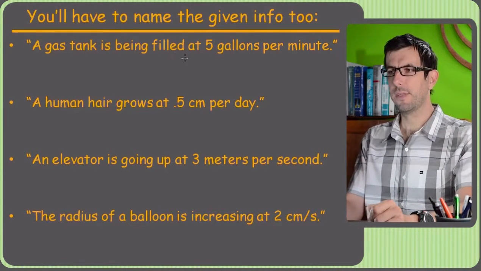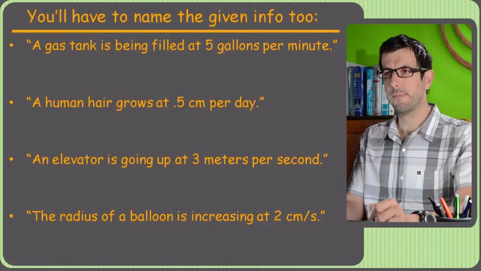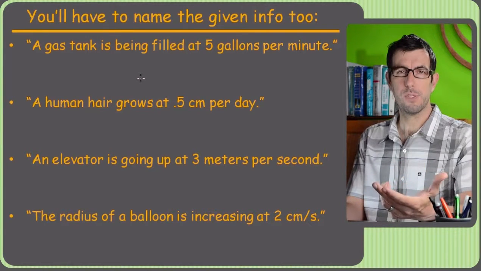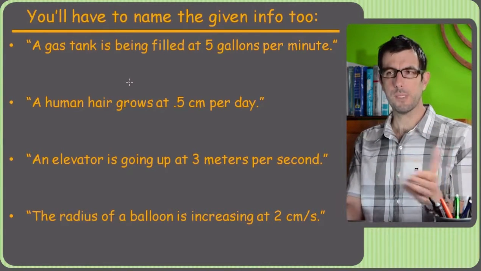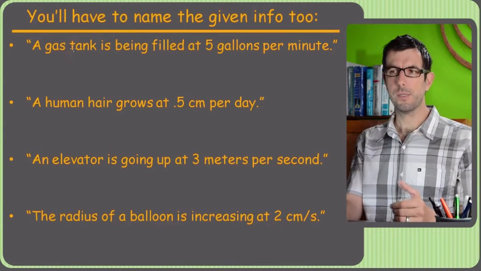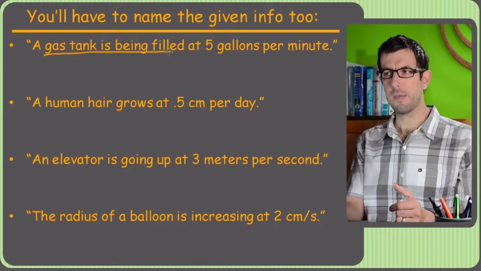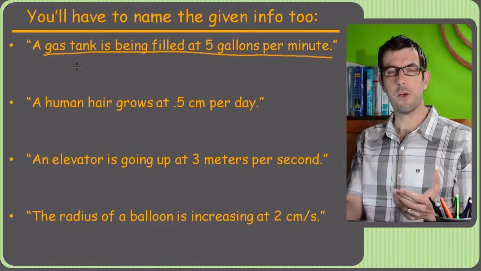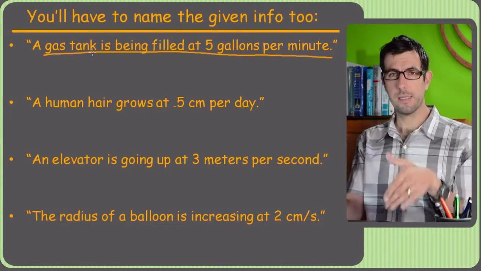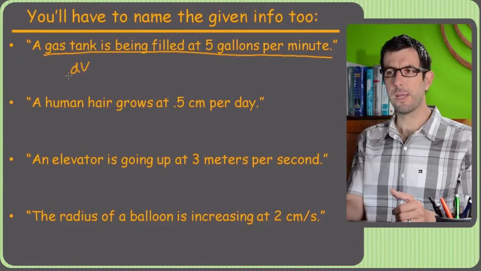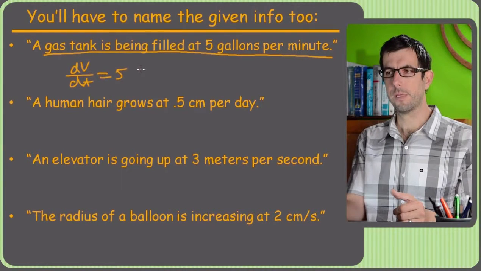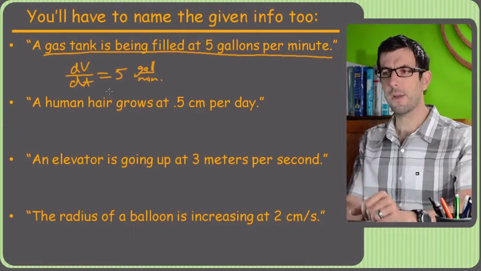A gas tank is being filled at 5 gallons per minute. All right, so what we're looking at now is the part of the problem where, in the previous two slides, we looked at what the name is of the thing they're asking for. Now we're talking about given information. If a problem began that a gas tank is being filled at 5 gallons per minute, what they're saying is that's the rate of change of the volume of gas, because the gas is coming into the tank. So the rate of change of volume of the gasoline in the tank is 5, and we could put gallons per minute units on it just to keep track of stuff.